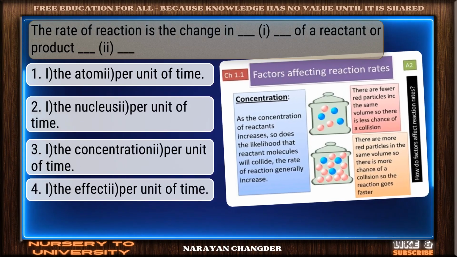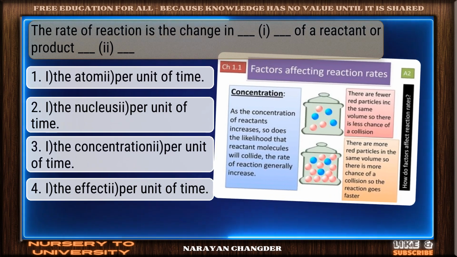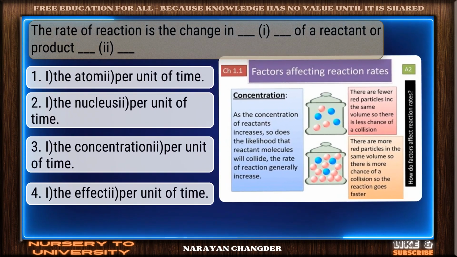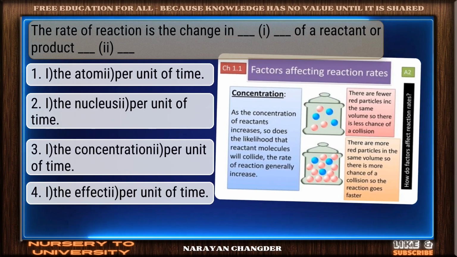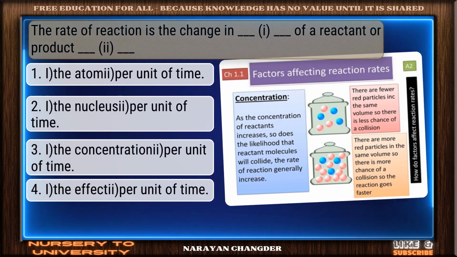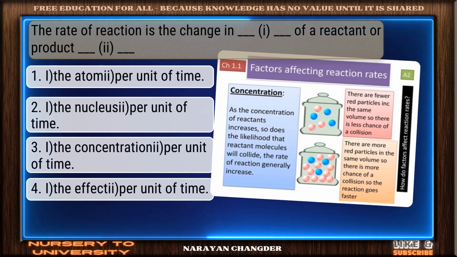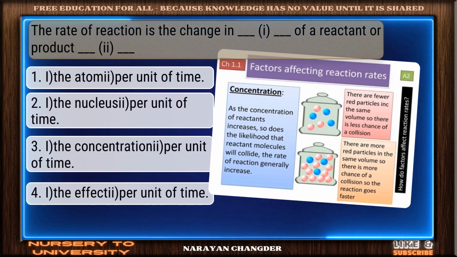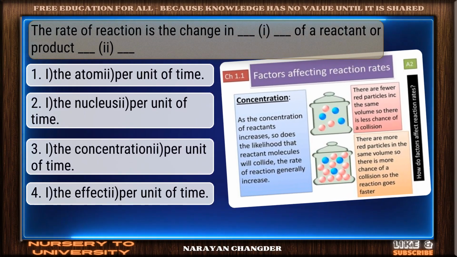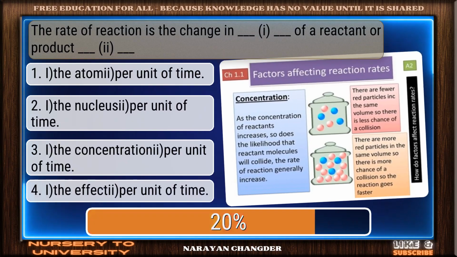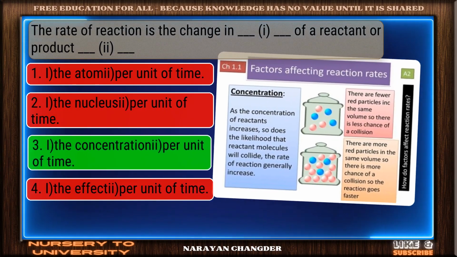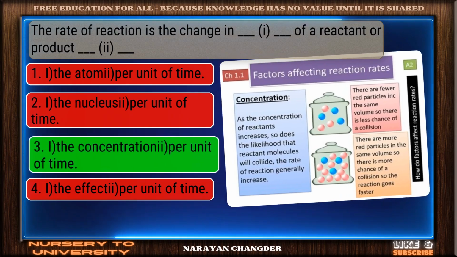The rate of reaction is the change in dash of a reactant or product dash. Option 1, the atom per unit of time. Option 2, the nucleus per unit of time. Option 3, the concentration per unit of time. Option 4, the effect per unit of time. Right choice, the concentration per unit of time.